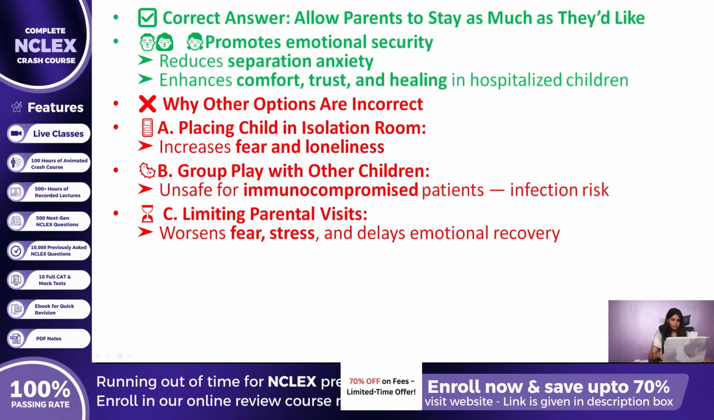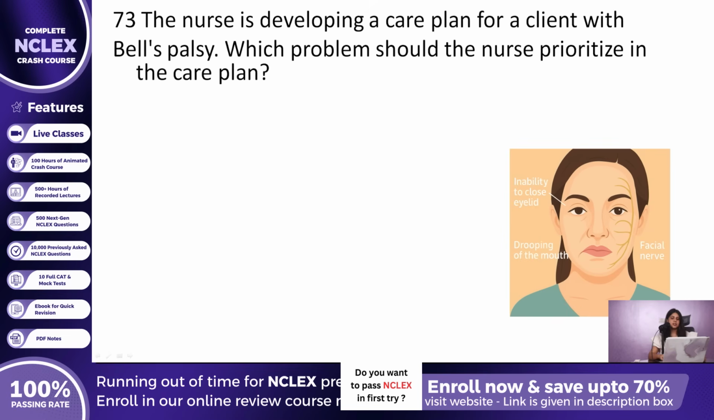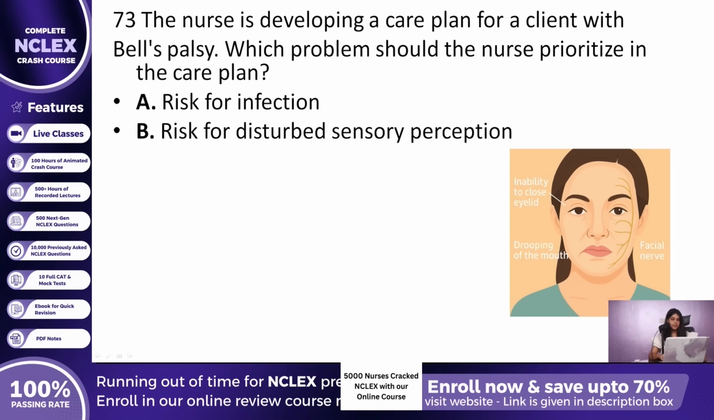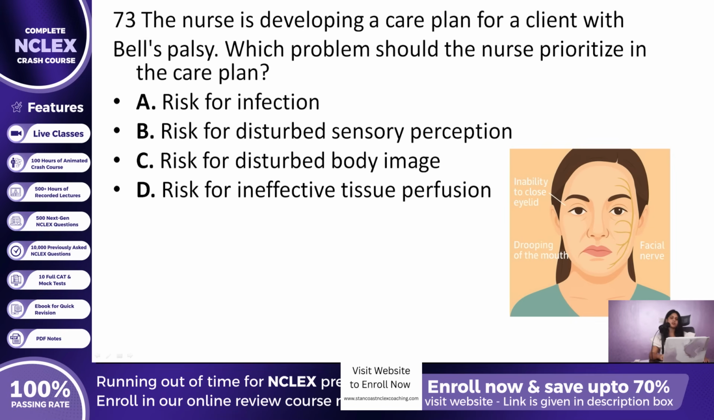Moving to the next question. 73. When creating a care plan for a client with Bell's palsy, the nurse must first focus on physiological safety over emotional or secondary concerns. The options are A. Risk for infection. B. Risk for disturbed sensory perception. C. Risk for disturbed body image. And D. Risk for ineffective tissue perfusion.